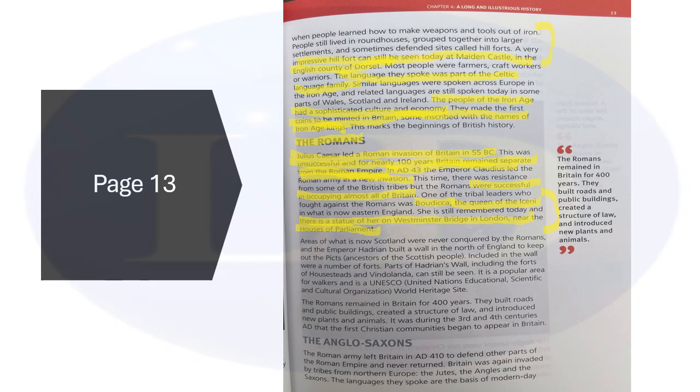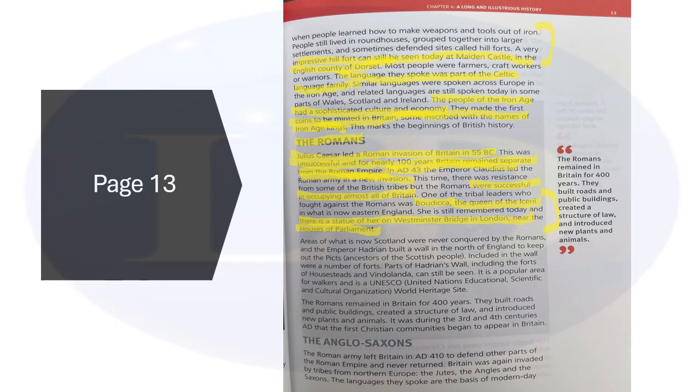So the Romans came, but they were resisted by people here. One of the queens, whose name is Boudica, fought against the Romans very bravely, but obviously she lost, and the Romans were successful. But the question is, which queen fought against the Romans? Boudica is the name of that person. Her statue still stands next to Westminster Bridge in London. So you can have a question about that as well.